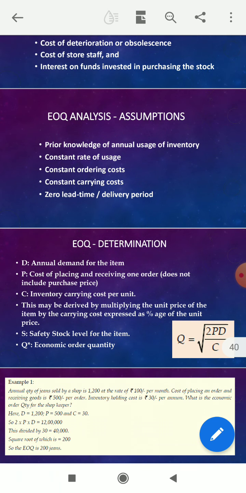The formula is Q is equal to the square root of 2PD divided by C. P is equal to cost of placing order. D is equal to annual demand of an item. C is equal to inventory carrying cost per unit.